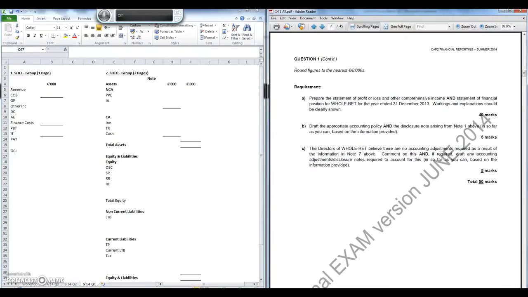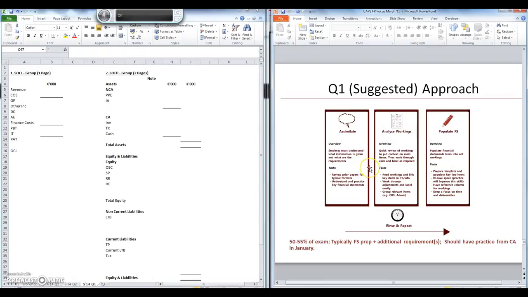One thing that I always give to students is a 3-step approach. Again, it's only suggested, but it gives students an idea of what kind of approach to take in the exam. You can then tweak it to how you approach the exam yourself and practice it over studying. The first step is to assimilate what you've been given. So understand what is given and also what the requirements are. I always tell students to look at the requirements first, because then you understand what to look for and what to expect when you're reading the question.